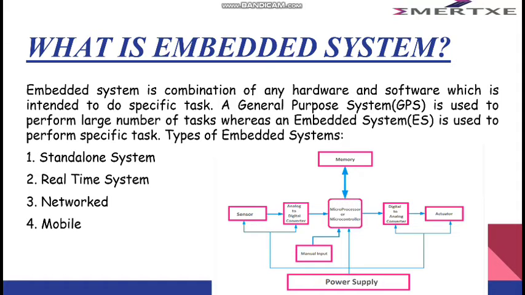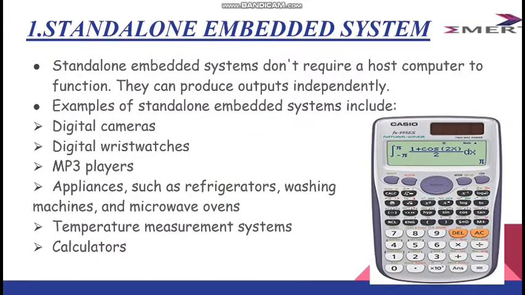There are basically four types of embedded systems. First one is standalone system, second one is real-time system, third is networked system, and fourth is mobile system. So let's see one by one. First one is the standalone embedded system. A standalone embedded system does not require a host computer to function. They can produce output independently. The examples are digital cameras, digital wristwatches, MP3 players, applications such as refrigerators, washing machines, microwaves, then calculators, temperature measurement systems, etc.